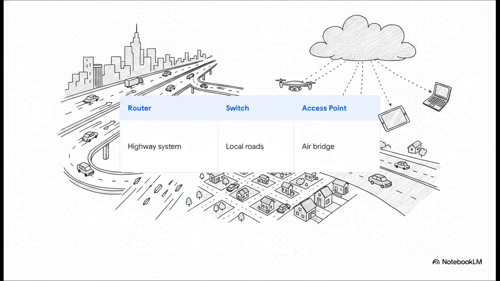Before we get bogged down in heavy technical jargon, we really need to anchor these concepts into the physical world. A computer network works exactly like a city's transportation infrastructure. It's actually a brilliant way to look at it. The router acts like your highway system, right? Moving high-speed traffic in and out of the city limits. The switch operates like your local neighborhood roads, connecting the houses or devices right next to each other. And finally, the access point is kind of like a wireless air bridge, letting devices that aren't physically bolted down fly over the traffic and still connect to the grid. Together, the whole shebang ensures data can travel absolutely anywhere.